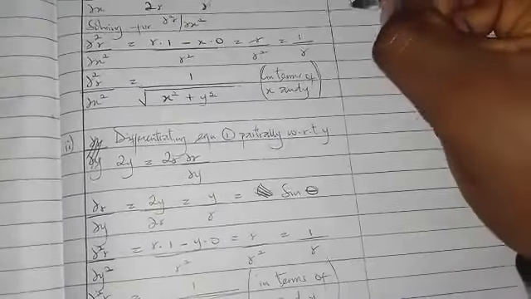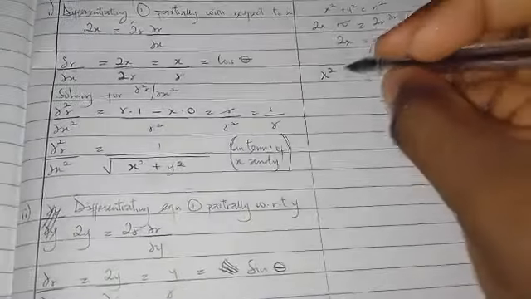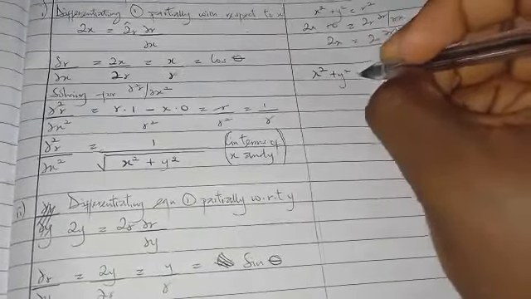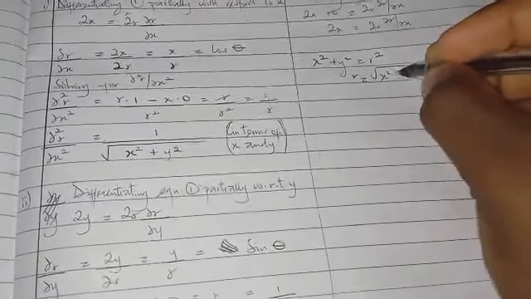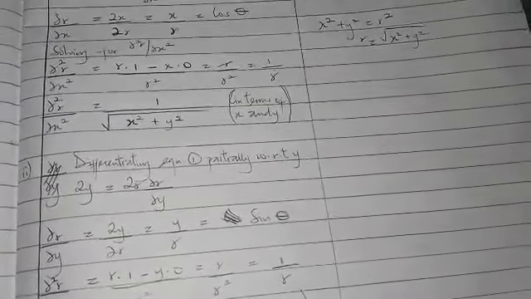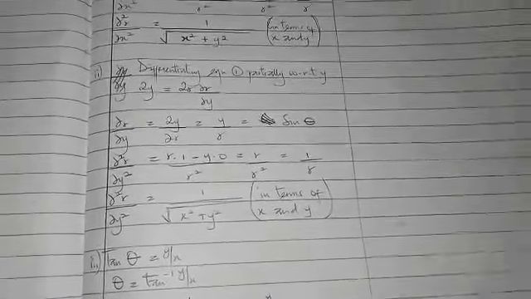In terms of x and y, recall x square plus y square is equal to r square. So r is equal to root x square plus y square. So in terms of x and y, 1 over r is equal to 1 over root x square plus y square is what I'm saying. Then differentiate equation 1 partially with respect to y.